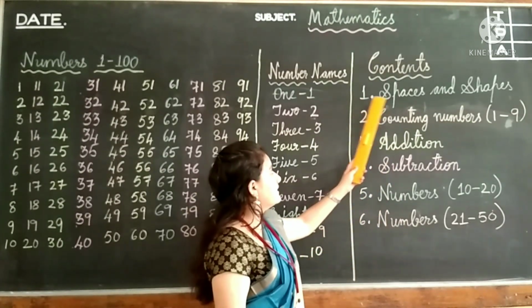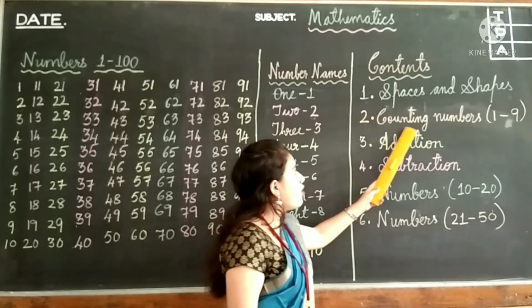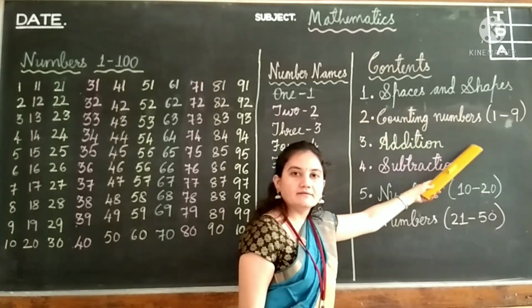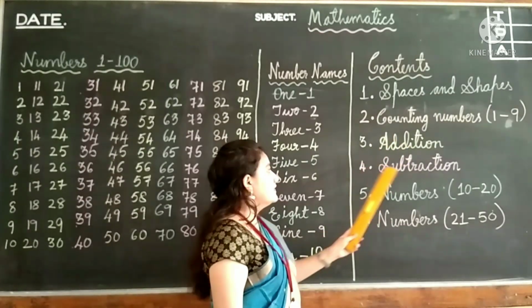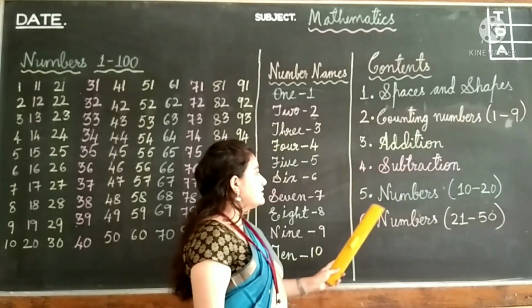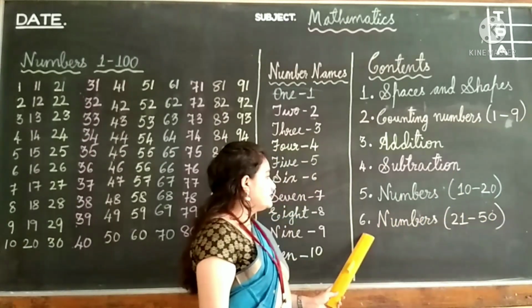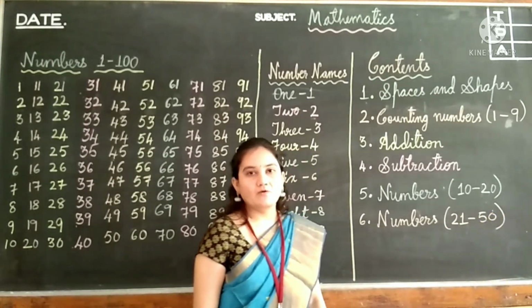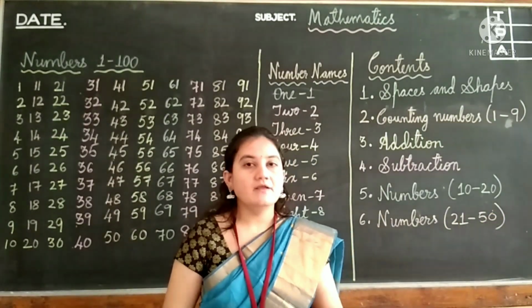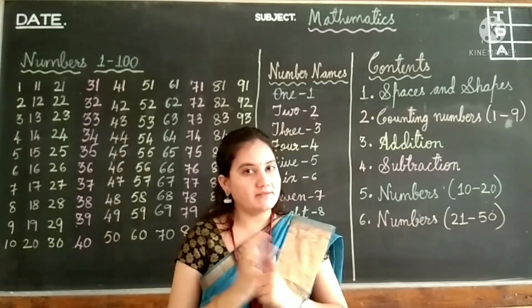Okay, the first chapter is Spaces and Shapes. The second chapter is Counting Numbers 1 to 9. And the third chapter is Addition. Fourth is Subtraction. Fifth chapter is Numbers 10 to 20. Okay, and the sixth chapter is Numbers 21 to 50. Got it, children? In this year, children, we will be learning many new and exciting things together here.